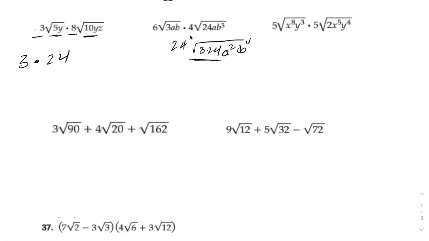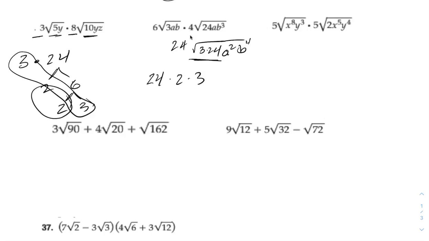3 times 24, I'll just break down 24 on the side. So that's 2 and 6. And that's 2 and 3. So I have a pair of 2s and a pair of 3s, so they're all coming out. So I have 24, a 2, and a 3 on the outside. And then over here, a squared divided by 2 is a, nothing on the left, no remainder, so nothing on the inside. b to the fourth divided by 2 is b squared, and same thing, no remainder. So if I just simplify this, 24 times 6, I get 144 a b squared.